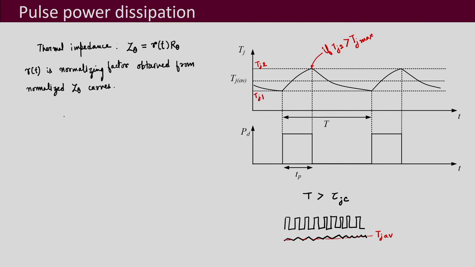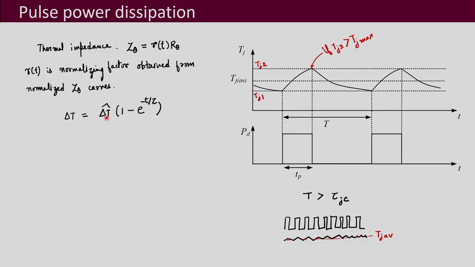So then this is written as the temperature rise delta T, equal to delta T hat times 1 minus e to the power minus t by tau. Now this equation is similar to the transient equations that you have written for electrical circuits, for your RC circuits. This delta T hat is the peak temperature rise, and tau is the time constant of the circuit, which is governed by your R theta, the thermal resistance, and the thermal capacitance C theta, and t is the time elapsed.